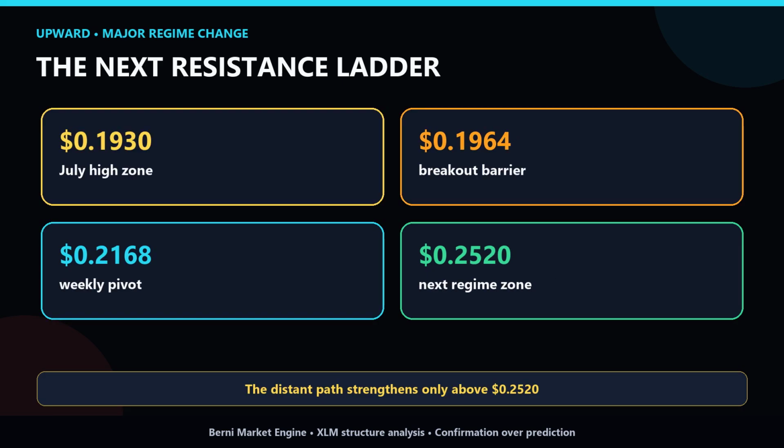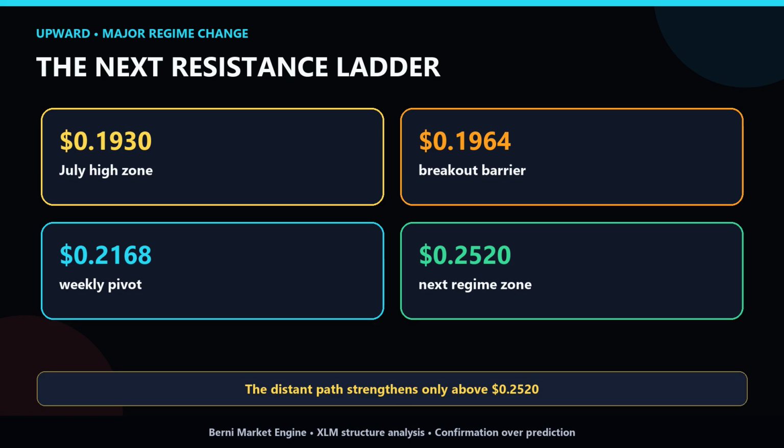Above the first resistance group, the next levels are 0.1930 US dollars, 0.196 US dollars, 0.2168 US dollars and 0.2520 US dollars. Above 0.2520 US dollars, the next levels are 0.2982 US dollars, 0.3347 US dollars, 0.3755 US dollars and 0.4140 US dollars.